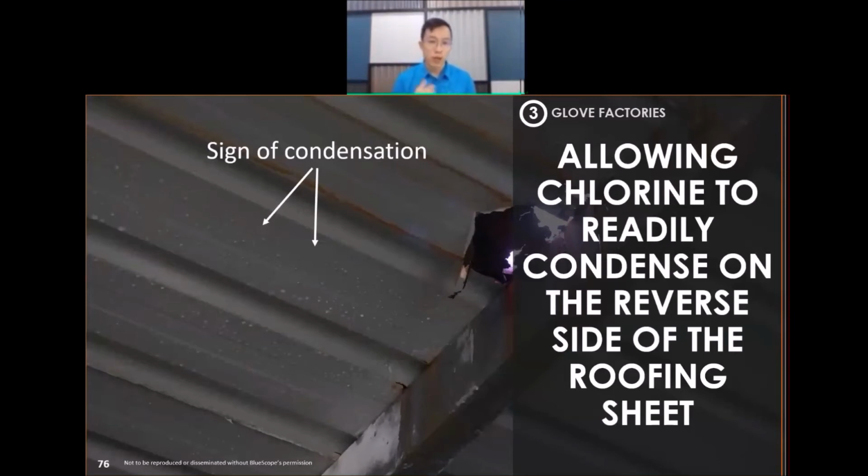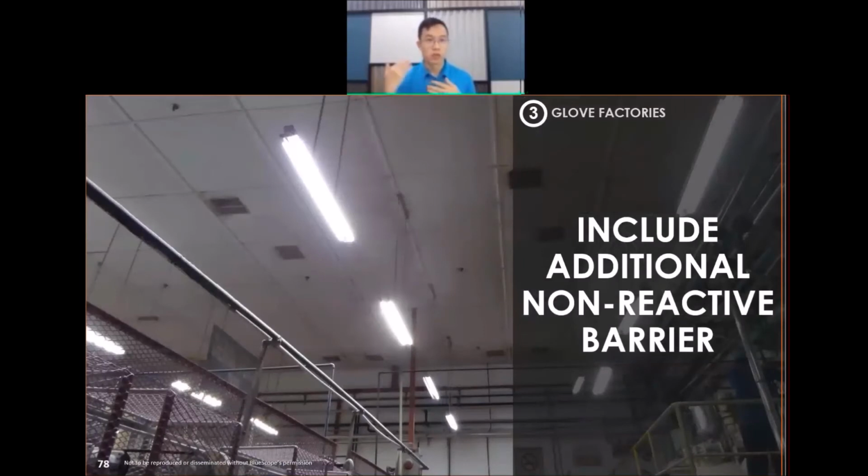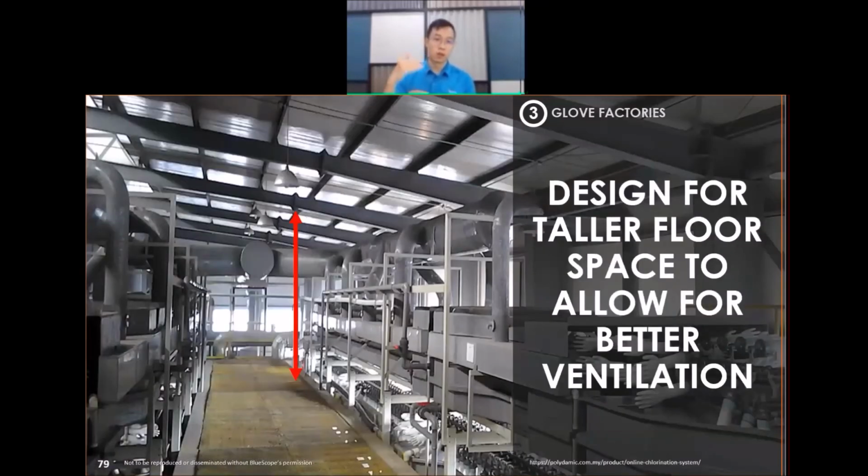Okay, so to prevent or prolong the building or the roofing, to prevent this sign from happening soon, one of the ways is very similar to swimming pool: to include an additional non-reactive barrier. Okay, so non-reactive barrier can also mean including sealing that will not allow reaction with the chlorine components. And of course, aside from that, the building itself can facilitate a taller top floor, so that it allows for better ventilation.